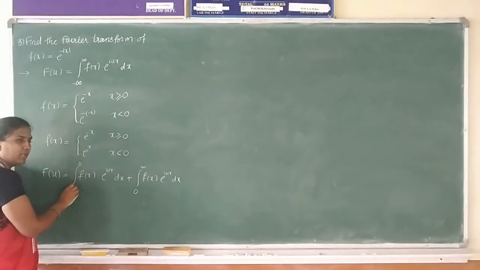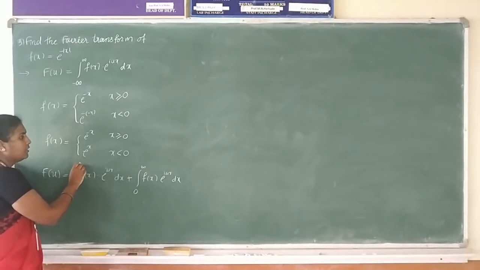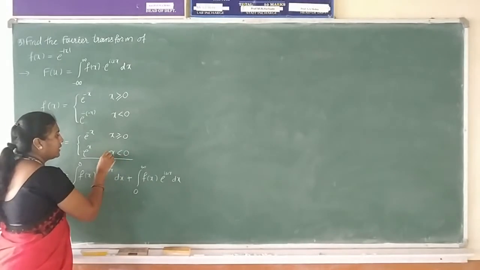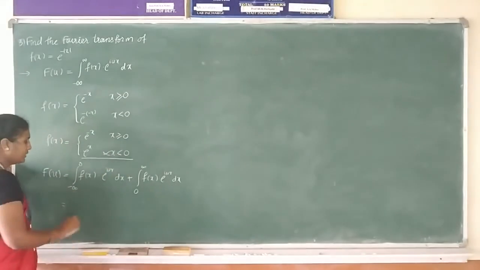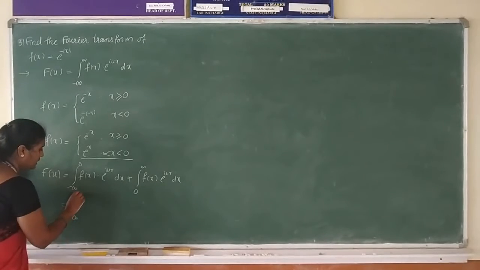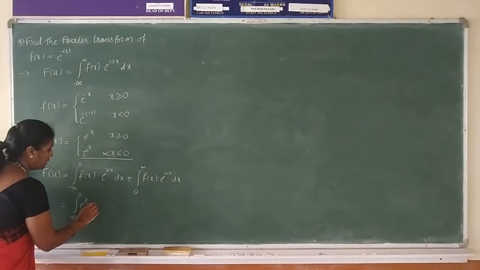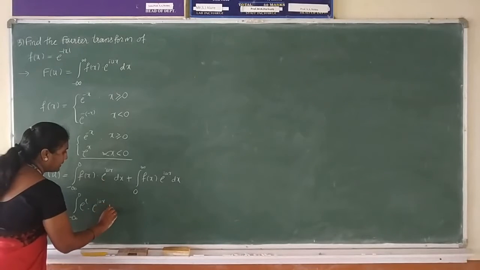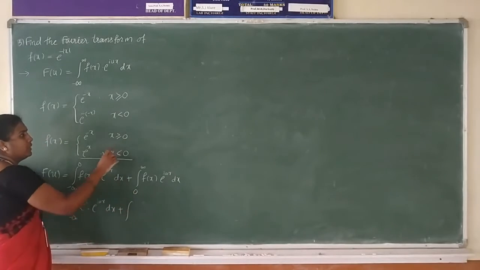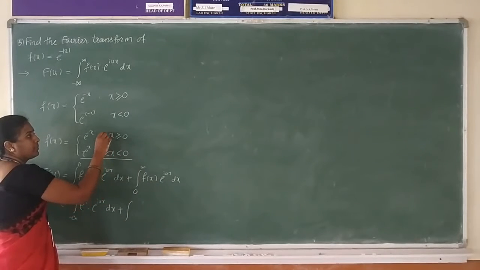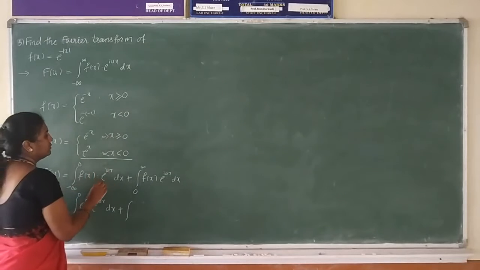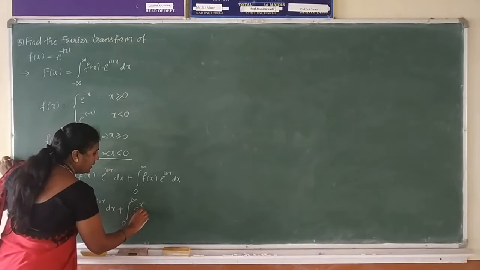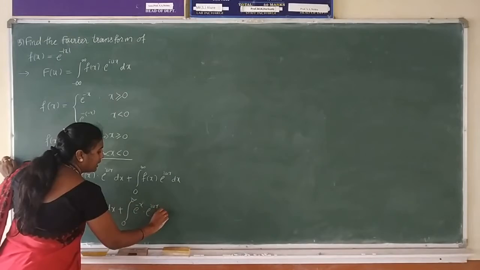Now here the interval is x greater than minus infinity but less than 0, meaning which function do we need to put here? This function. Here you can see x less than 0 but greater than minus infinity. So from minus infinity to 0, e to the power x into, now f of x is e to the power x, e to the power iux dx, plus next 0 to infinity, meaning greater than 0 less than infinity, right? Then the function is e to the power minus x into e to the power iux into dx.